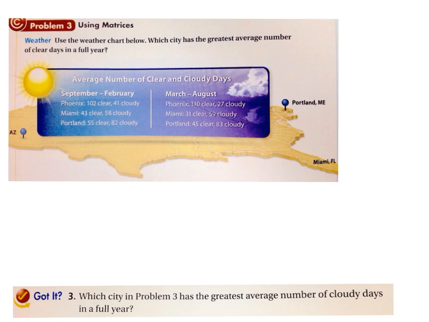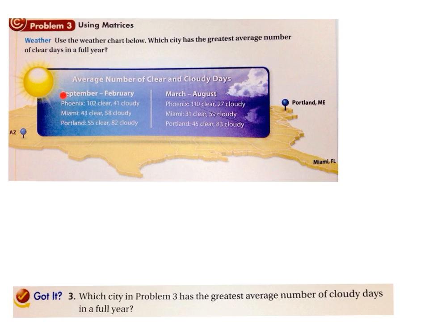Alright, last one. Sometimes you use matrices for real world problems. So let me just show you one. This is really simple. They've got these temperatures recorded here for September through February and then March through August. So that's the whole year. And they're asking you clear days in a full year.